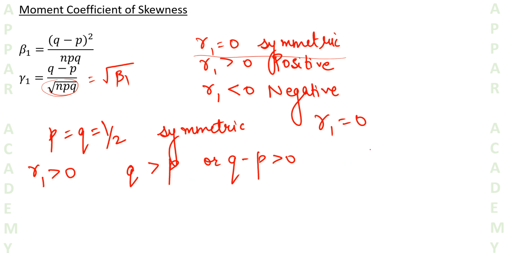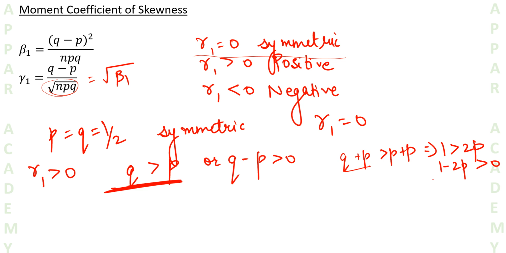Let's add P on both sides. So Q plus P is greater than P plus P. I am adding P on both sides. This gives us 1 is greater than 2P. Therefore, 1 minus 2P is greater than 0. This formula can also be used.